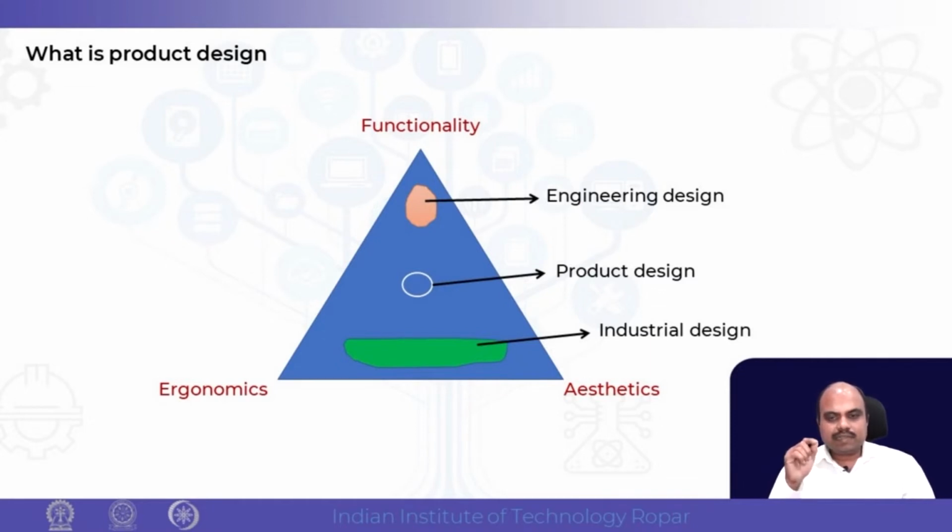In general, engineering design is more concerned with functionality, and industrial design is more concerned with the aesthetics and ergonomics portion of it. Product design, which we are talking about, is basically all three. Functionality is important, ergonomics is important, and aesthetics is also very important. So we have all three together, and that's the reason, when you are designing a product, we give importance to all three.